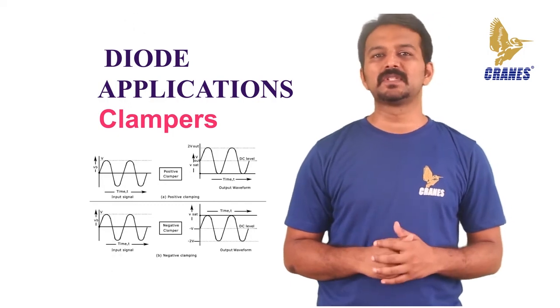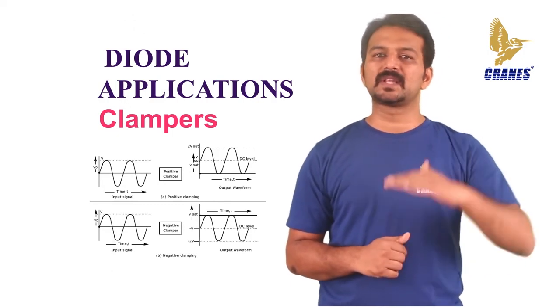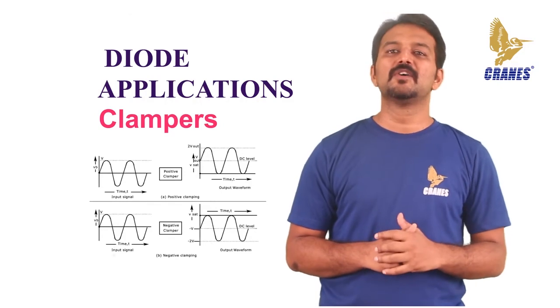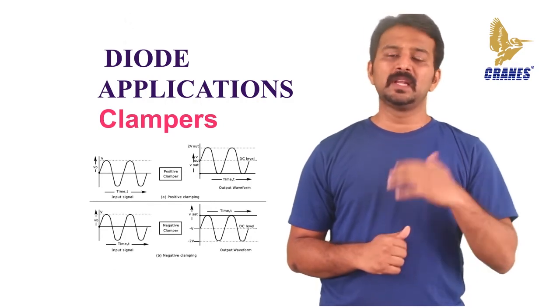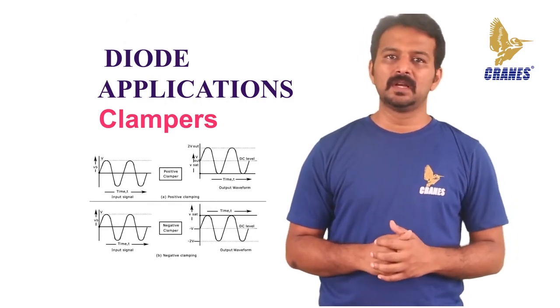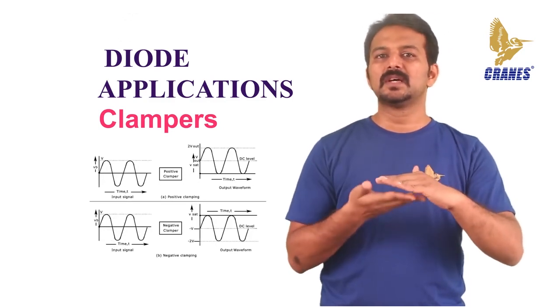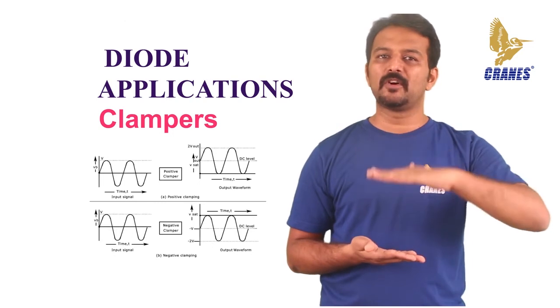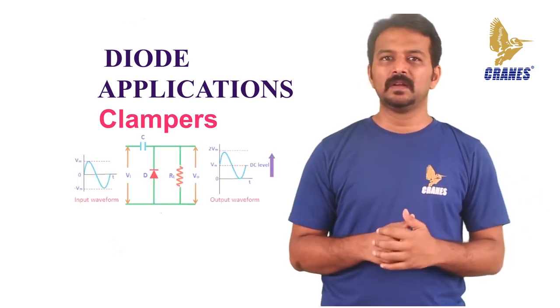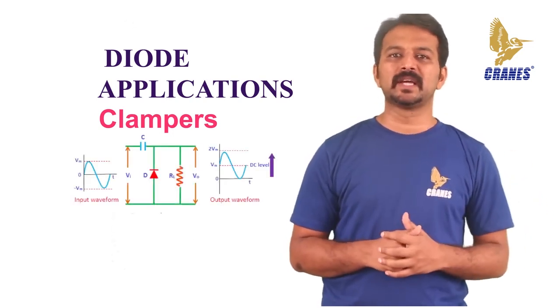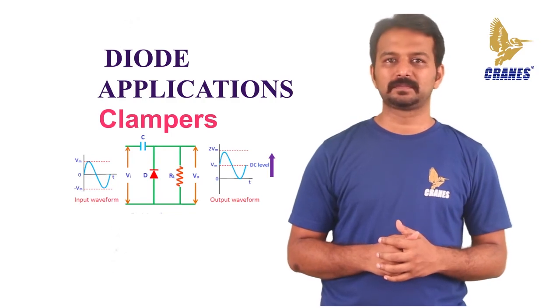In the positive clamping circuit, negative peaks are raised upwards, so the negative peaks fall on the 0 level. In case of the negative clamping circuit, positive peaks are pushed downwards such that the positive peaks fall on the 0 level. Let's look at the diagram for understanding the diode applications in the clamping circuit.